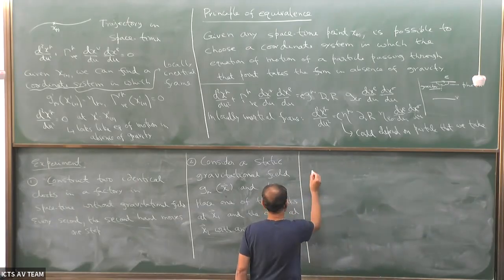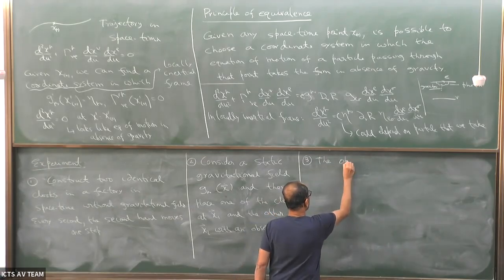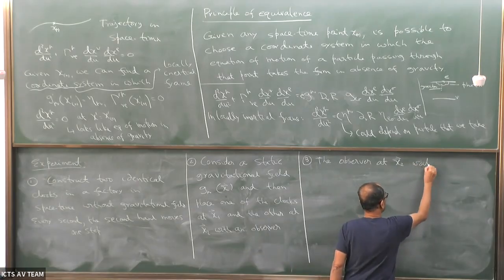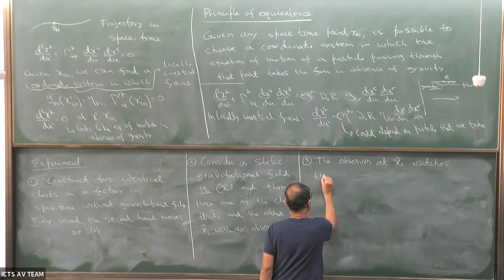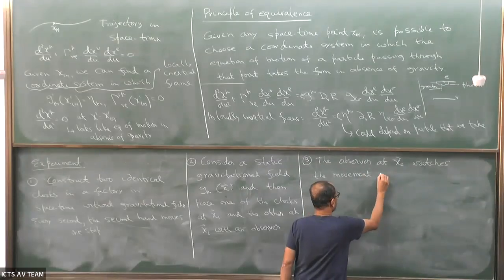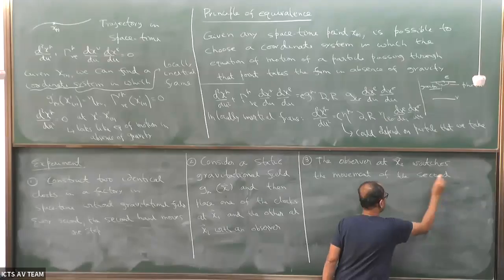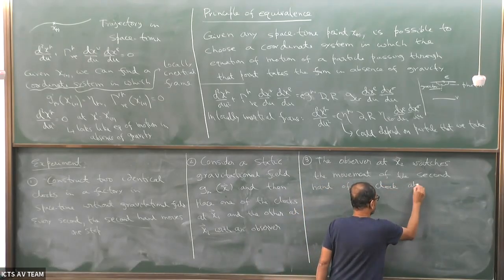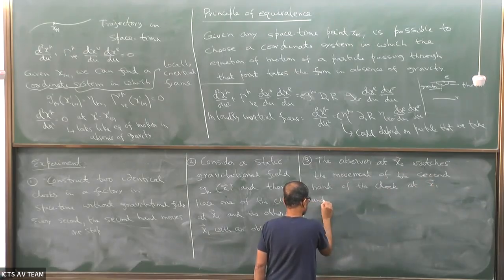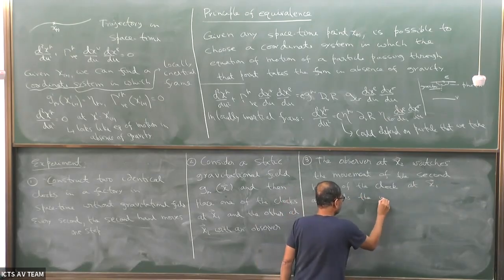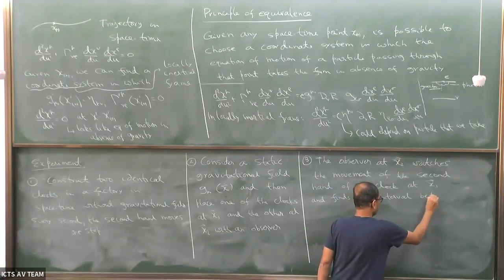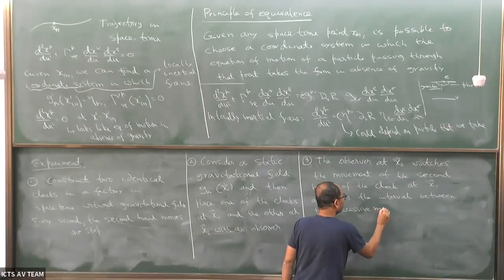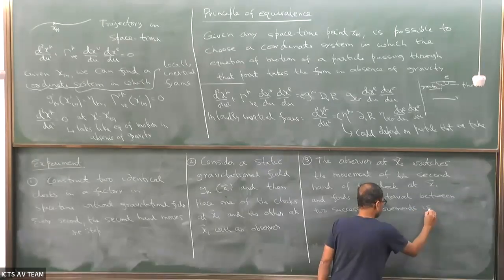So now the third step is that the observer at x2 watches the movement of the second hand of the clock at x1 and finds the interval between two successive movements using the clock at x2.